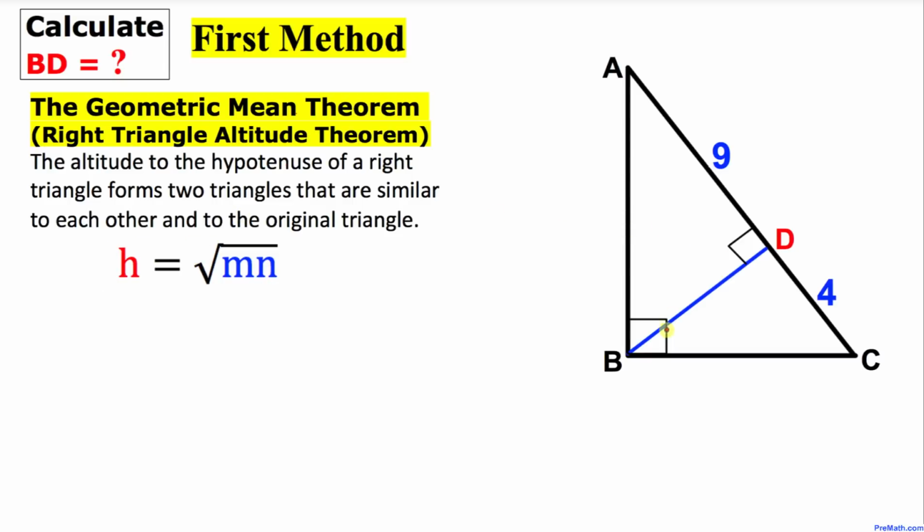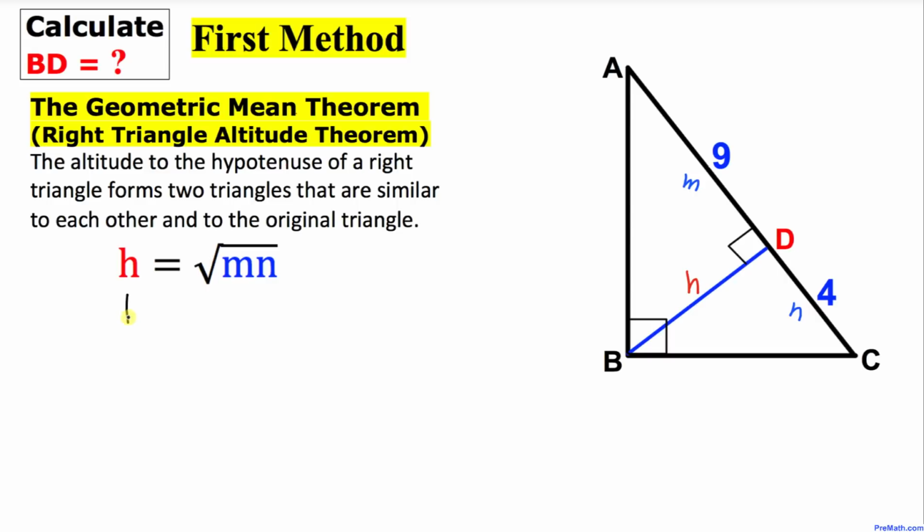Let me call this altitude BD as H, and this line segment AD I'm going to call M, and this line segment DC I'm going to call N. Now let's look at this formula once again: H equals the square root of M times N. Let's go ahead and fill in the blanks.